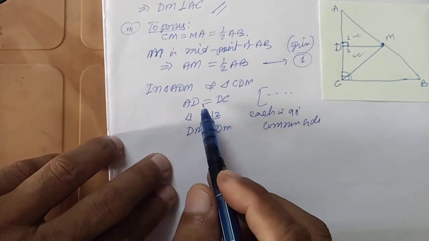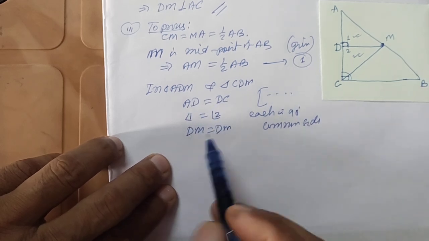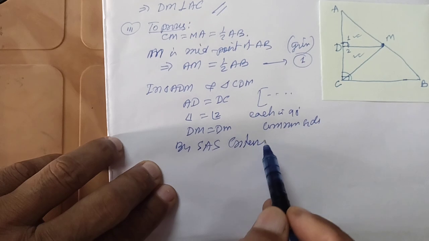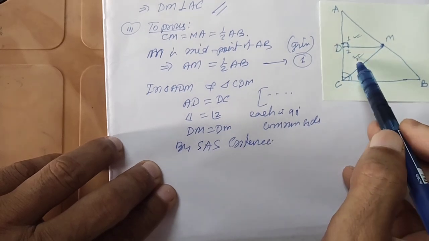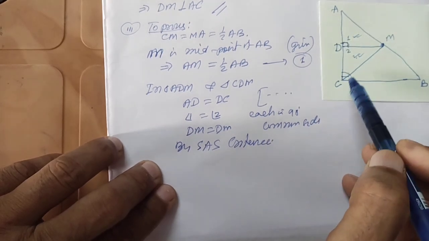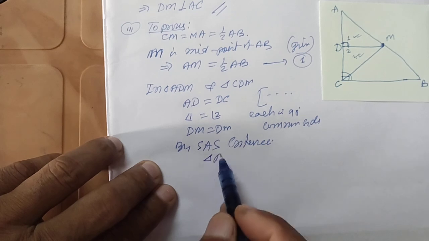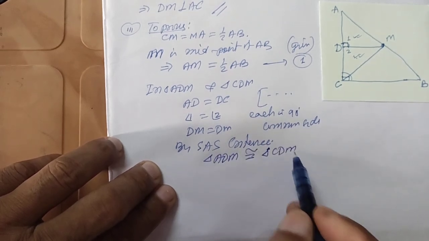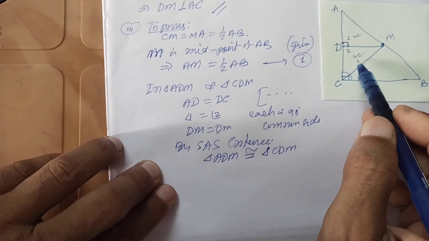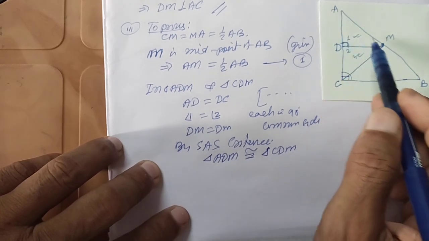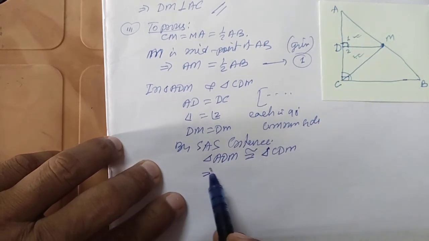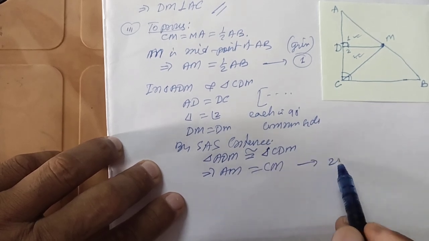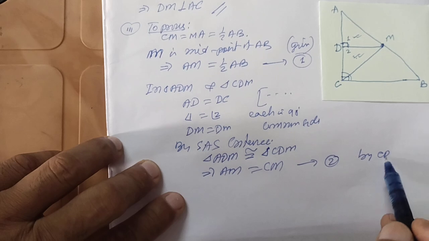So what we can say? By side angle side criteria, the two triangles, this triangle and this triangle, triangle ADM is congruent to triangle CDM. And hence their corresponding parts must be equal. So AM must be equal to CM. I'll mark it equation 2, by CPCT.